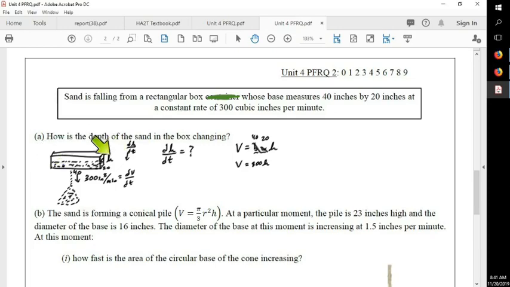Right. Now I don't know what H is right now, but that's not my goal. My goal is to find the dH/dt. So let's get dH/dt. Let's take the derivative of everything with respect to time. So we get dV/dt. On the other side, we just have this scalar in front. We don't care about him. What's the derivative of H? So we have 800 dH/dt.